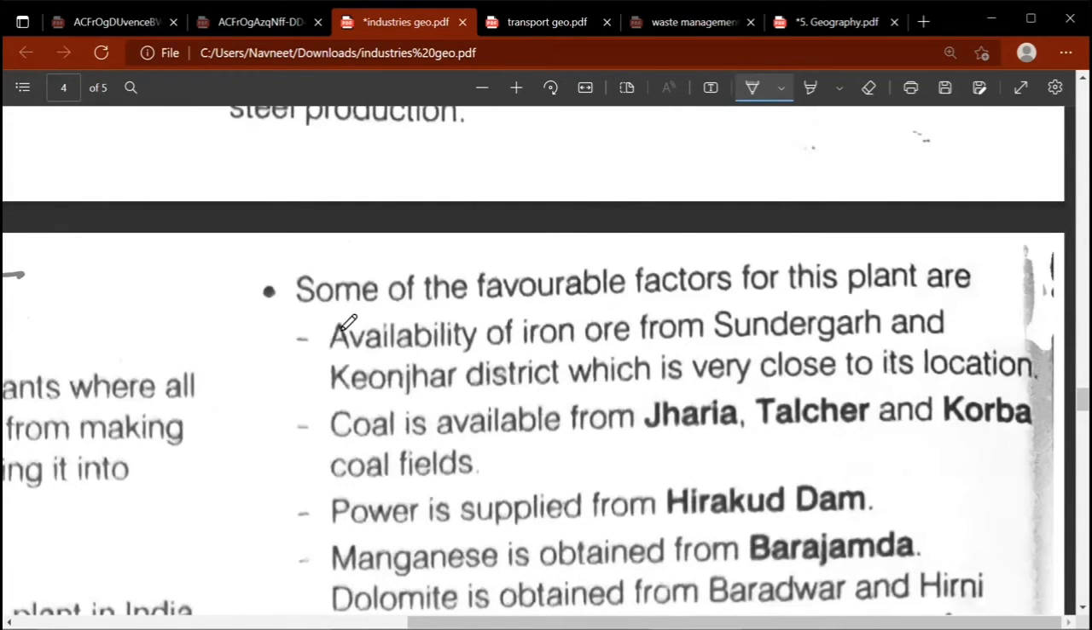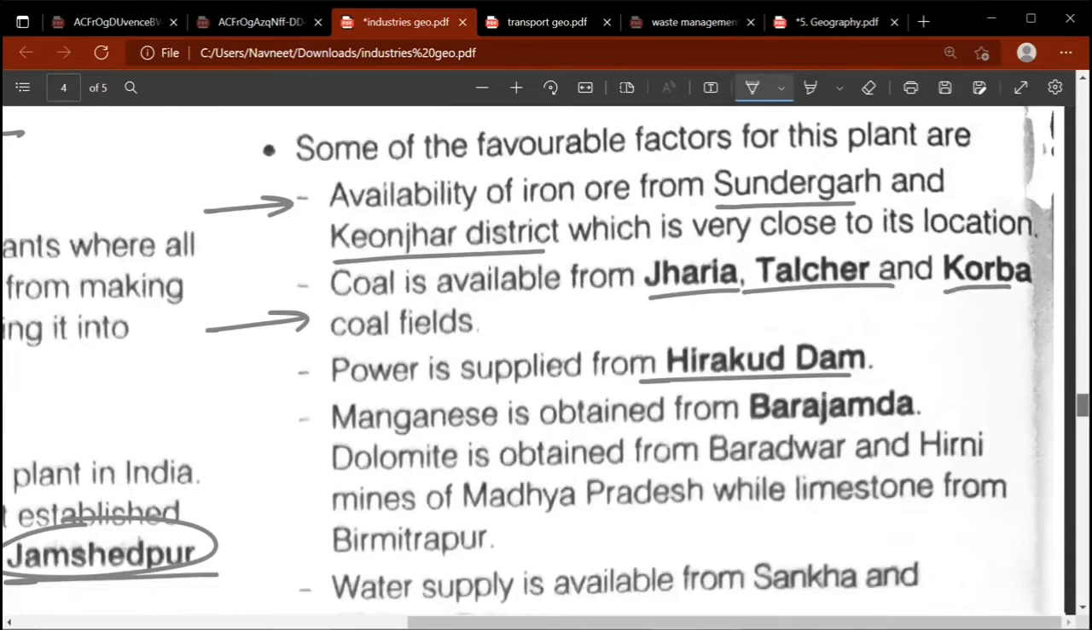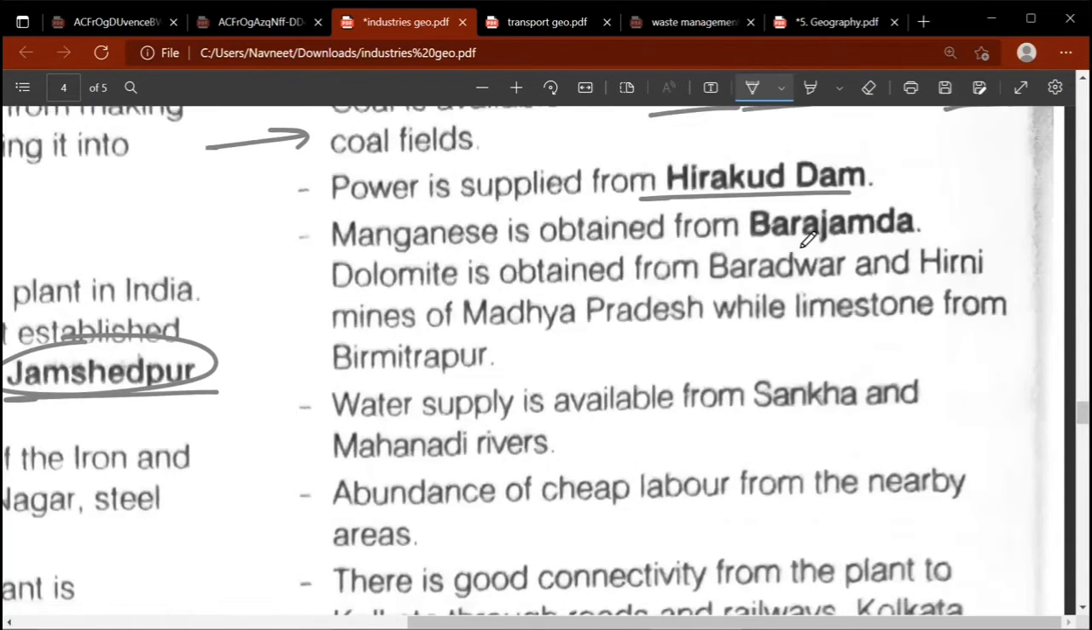Some of the favorable factors for this plant are availability of iron ore from Sundargarh and Keonjhar district, which is very close to its location. Coal is available from Jharia, Talcher, and Korba coal fields. Power is supplied from Hirakud Dam. Manganese is obtained from Barjamda. Dolomite is obtained from Baradwar and Hatnidih mines of Madhya Pradesh, while limestone is from Birmitrapur. Water supply is available from Sankha and Mahanadi rivers.